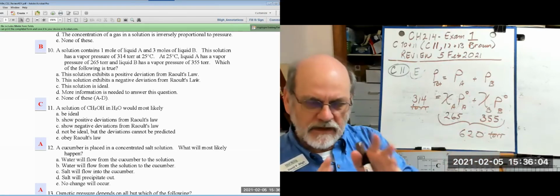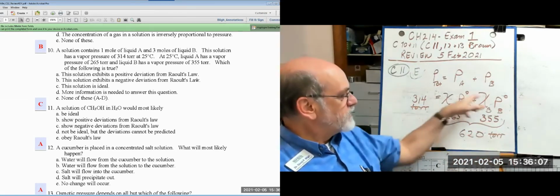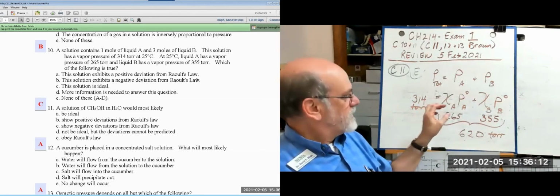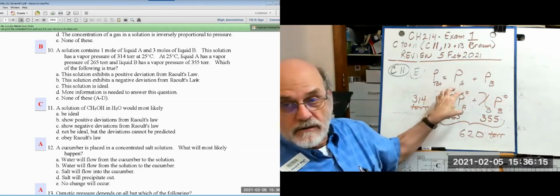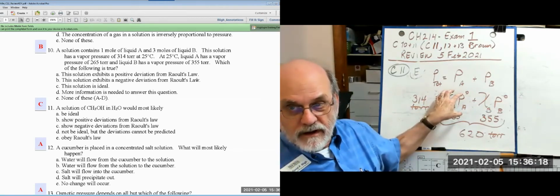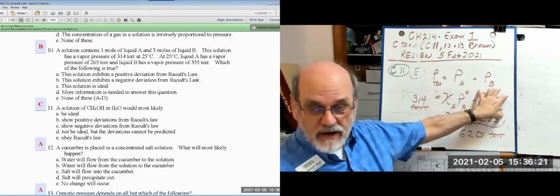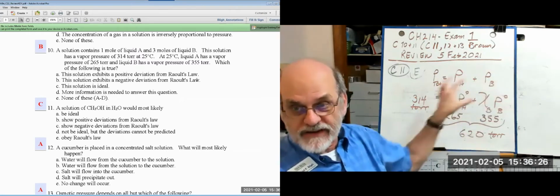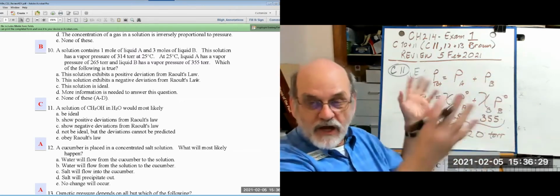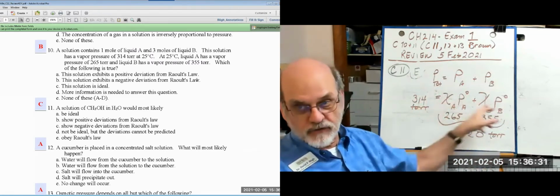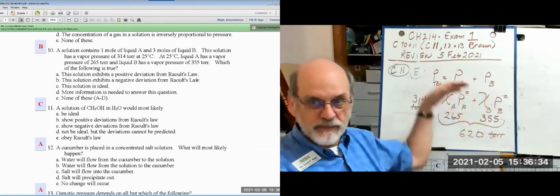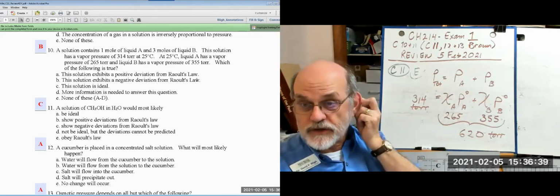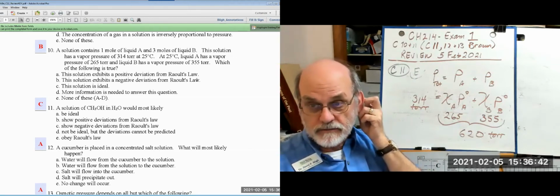Now, if we look at the causes, we find that when you mix those two together, the intermolecular forces within this one, pure, and the intermolecular forces pure here are less than the forces in the combined solution. So they have an attraction for one another, which depresses the volatility and gives you a lower value for the total vapor pressure.